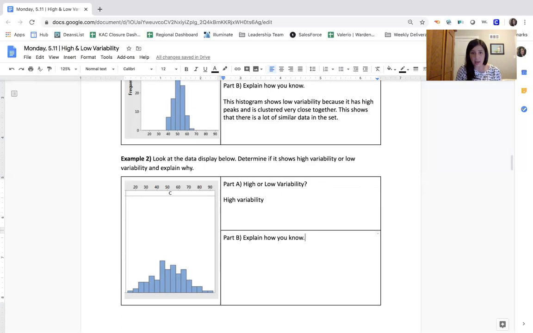So I'm going to type that out pretty much exactly how I said it. This histogram has high variability because there aren't high peaks and the data is very spread out across the display. Good, I feel good about that.